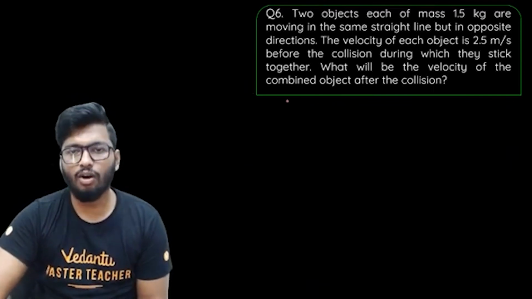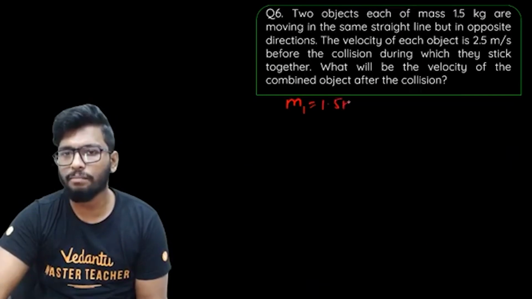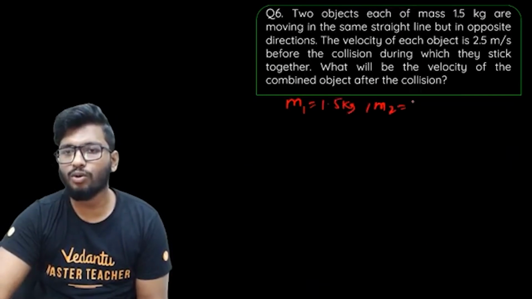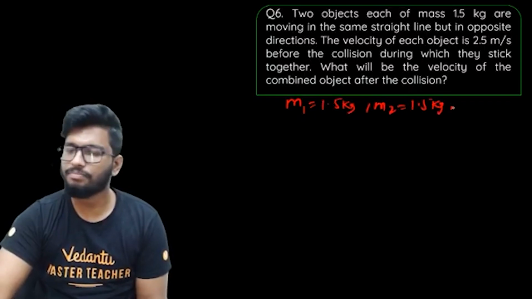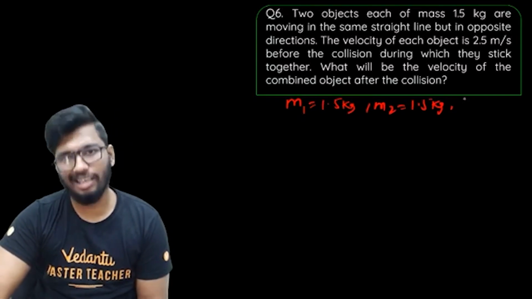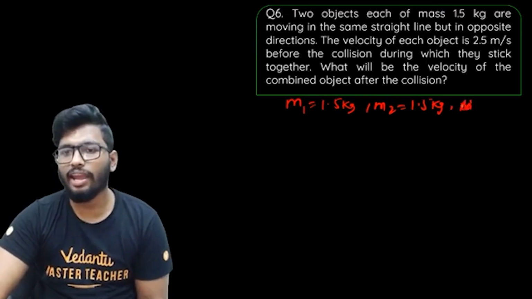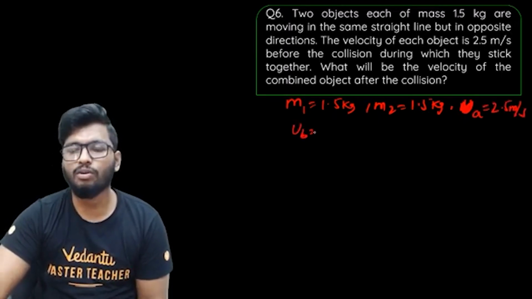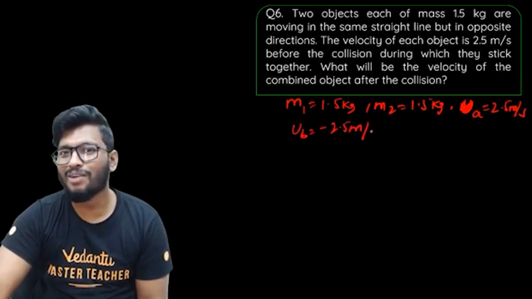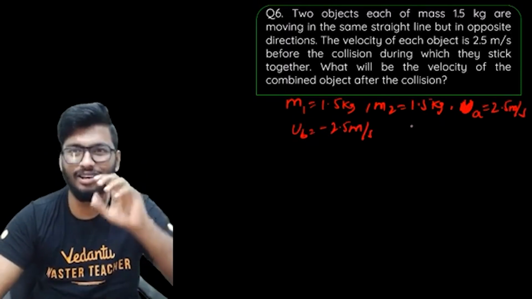So two objects of the same mass, right? Each of them has the same mass. So M1 is equal to 1.5 kg. M2 is also equal to 1.5 kg. Now, both of them are going with the same speed, but in opposite directions. So you can say that UA, the initial velocity, is equal to 2.5 meters per second. UB is equal to minus 2.5 meters per second. Why minus? Because it's in the opposite direction. So do not get that wrong, guys.